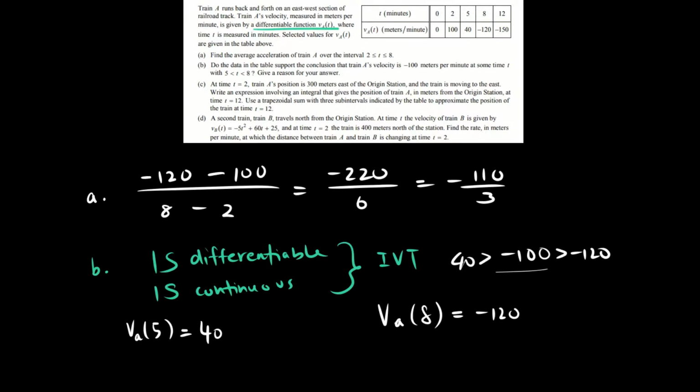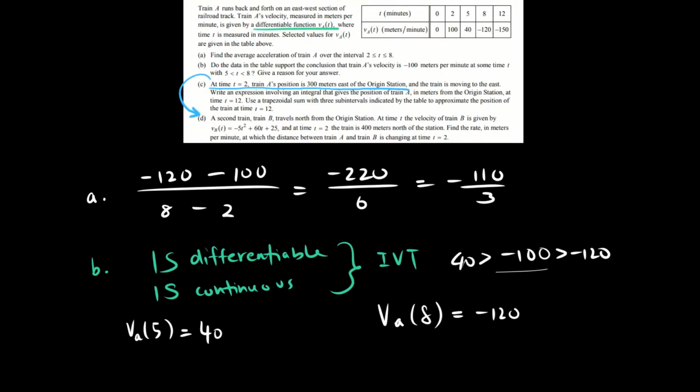At time t, the velocity of train B is given by v_B(t) equal to that expression. And at time t equals 2, the train is 400 meters north of the station. Find the rate, in meters per minute, at which the distance between train A and train B is changing at time t equals 2. This part D will require a vital piece of information from part C, which is that at time t equals 2, train A's position is 300 meters east of the origin station. So that goes along with part D.